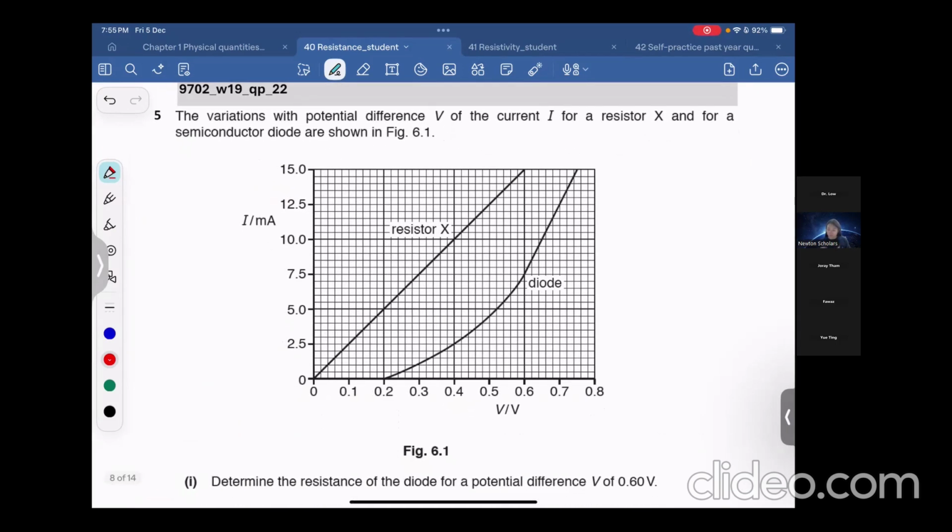Page number 8, question number 5. The variations with potential difference V of the current I for the resistor X. For resistor X, you see, this one is a straight line passing through the origin. So this is an ohmic conductor, and it will have a constant resistance. For the semiconductor diode, you can see that the minimum voltage needed to activate it is actually 0.2. It starts from here. Only above this 0.2 does it allow current to flow.